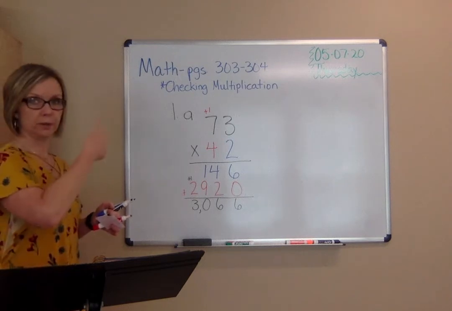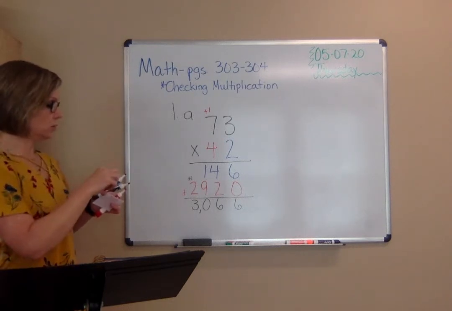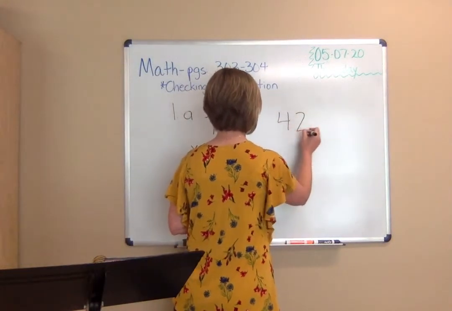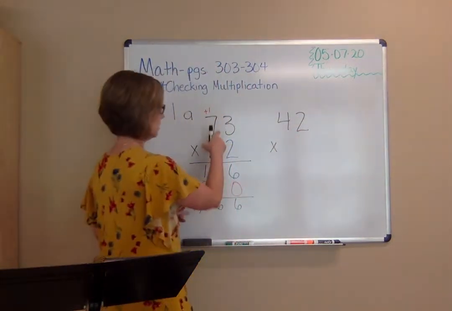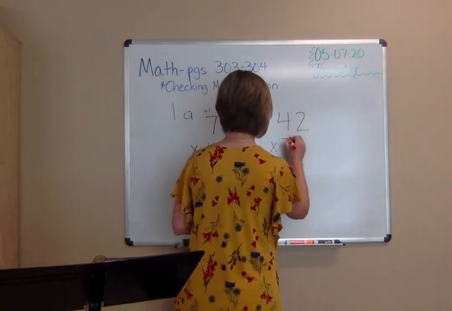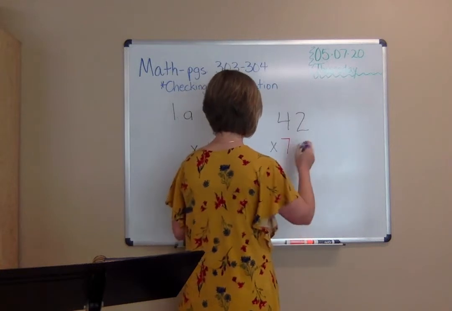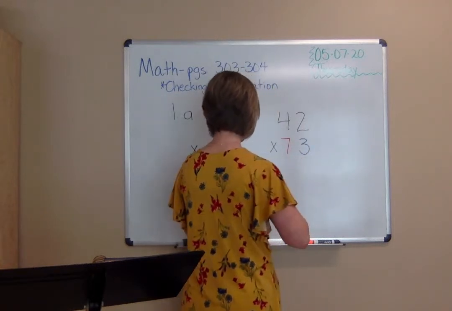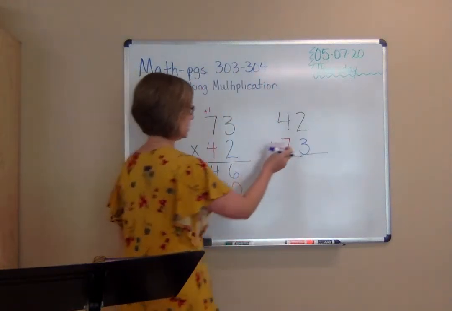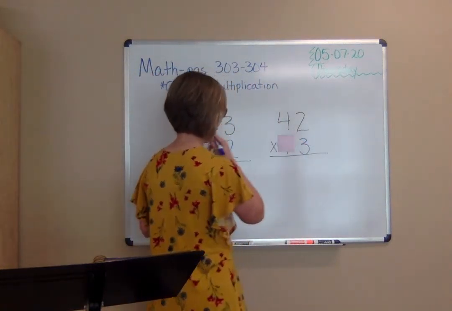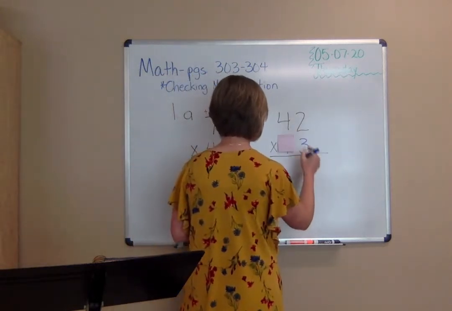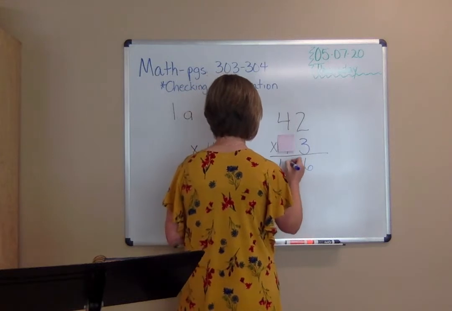So we're just going to flip it over. The 42 will come first. So 42 times 73. Yep. So now we need a 7 and a 3 table. And let's start. 3 times 2 equals 6. 3 times 4 equals 12.